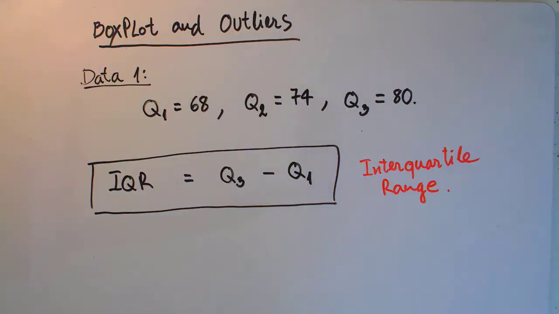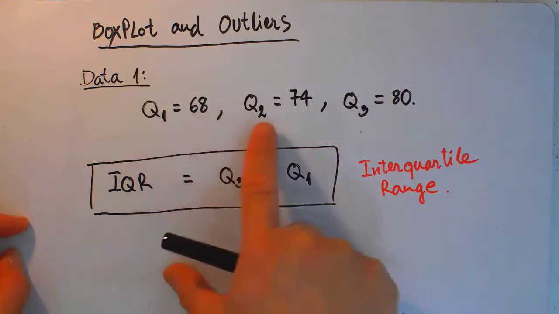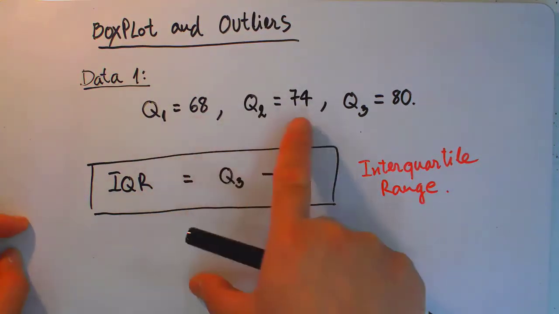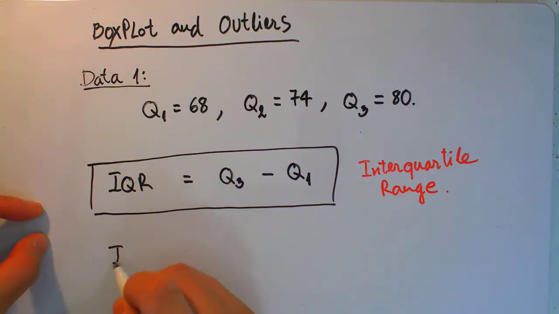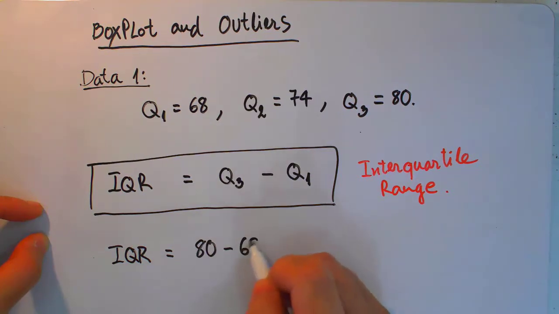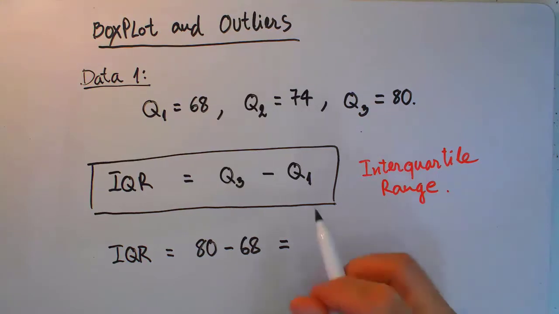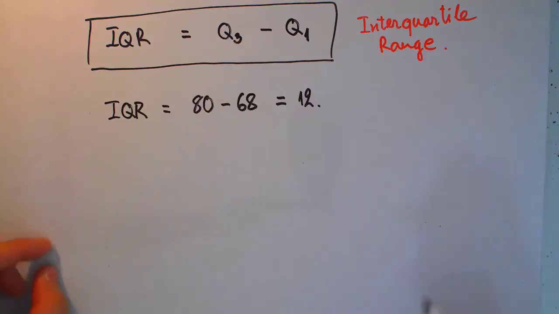So right here in our data 1, since we previously found Q1, Q2, and Q3, our IQR in this problem for data 1 is 80 minus 68, and we now have a numerical value of 12. So 12 is our IQR.